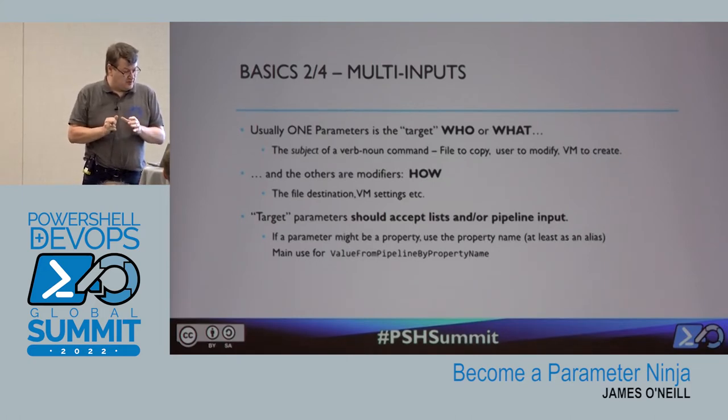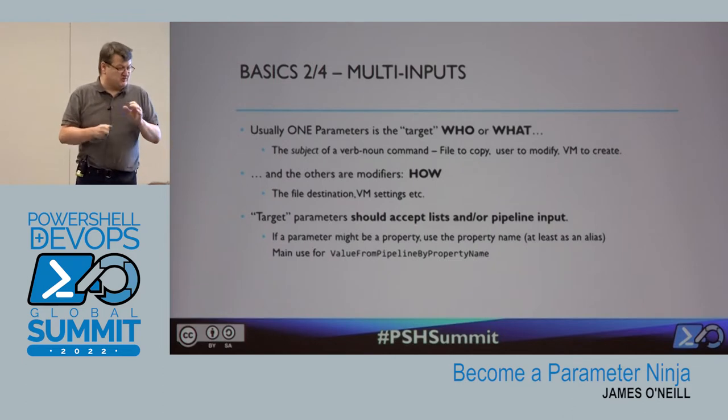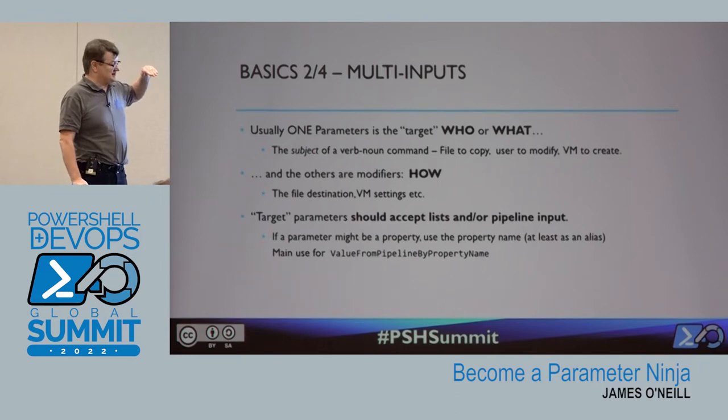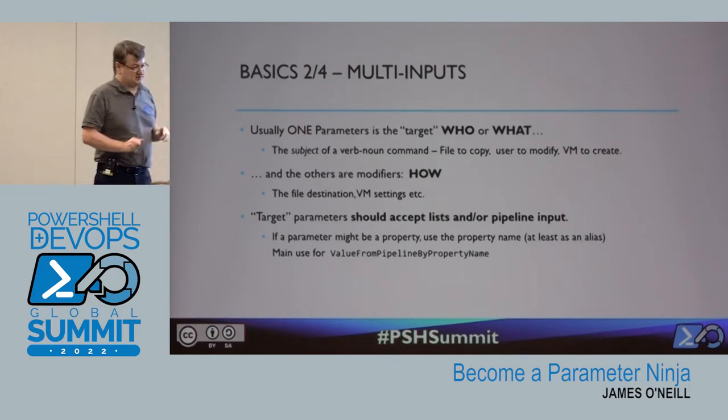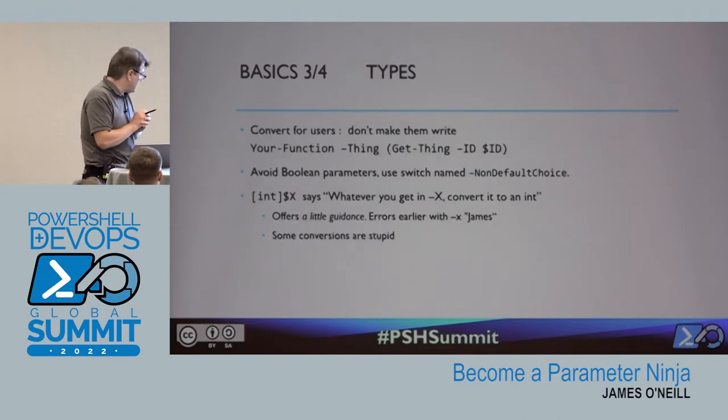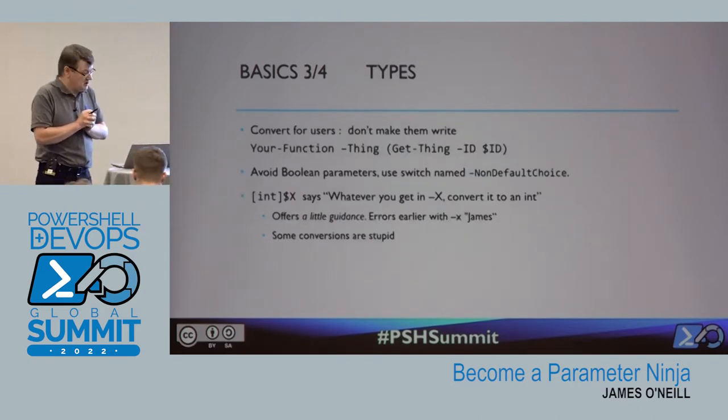And other parameters, if they align with names of properties, well, try and match them up either directly through the names or through aliases. And that then helps when we come to use the value from pipeline by property name tag on a parameter. Now, a couple of things on types.